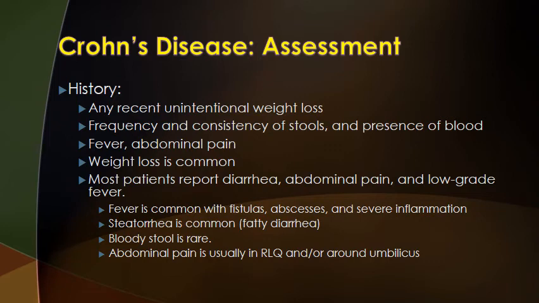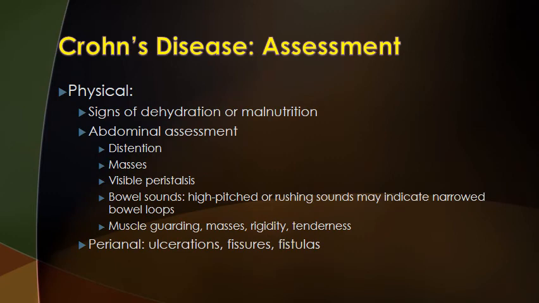Fever is common with the fistulas or with abscesses and with severe inflammation. Steatorrhea is common, and that is where there's fatty diarrhea. Bloody stool is rare, okay? You have ulcerative colitis, the ulcers cause blood. With Crohn's, you don't have that problem quite so much. It can happen, but it's not the main problem. Abdominal pain is usually in the right lower quadrant and or around the umbilicus.